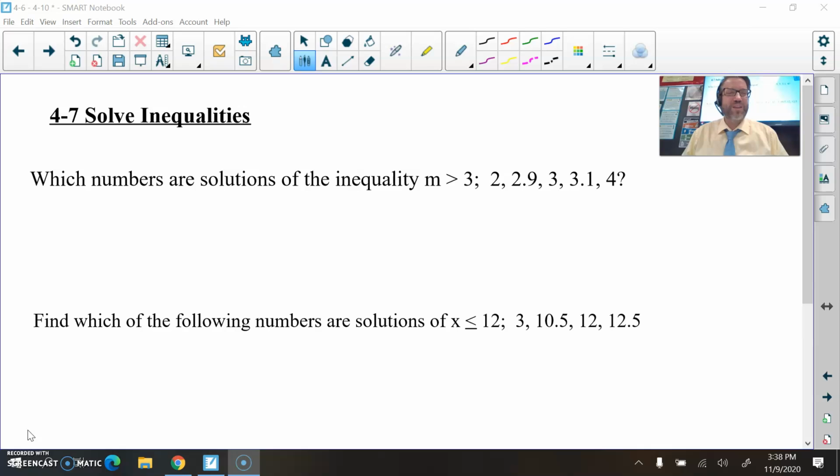And today we're going to be looking at section 7 in topic 4, solving inequalities.